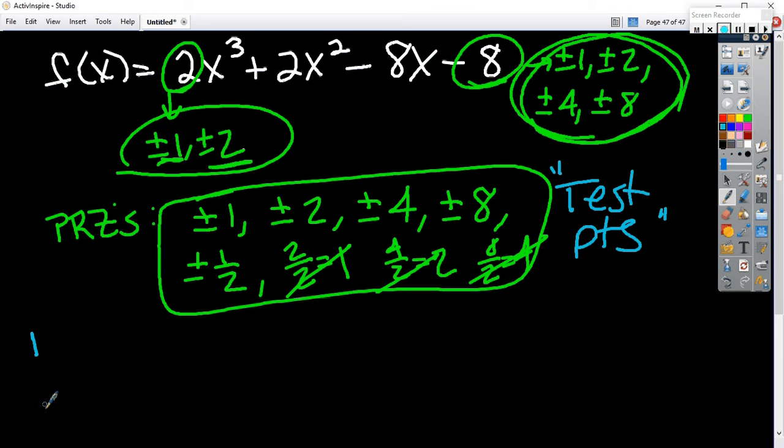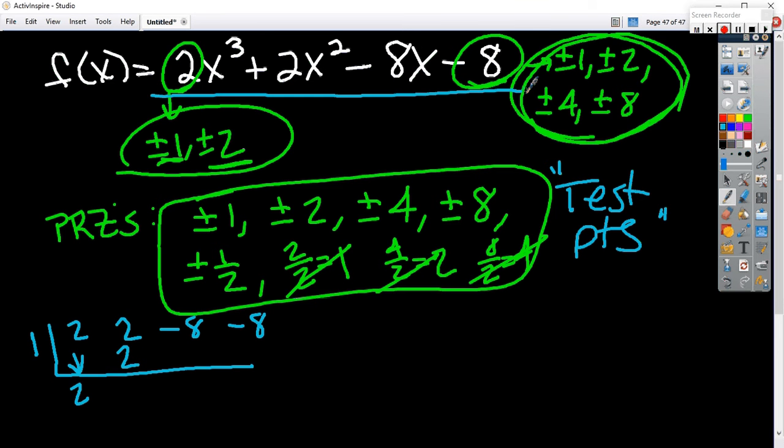All right, look. Let's try 1. These are my coefficients from the top. I'm going to drop down the 2, negative 8, negative 8. That's coming from this original equation. 2 plus 2 is 4. Add. This is negative 4. I'm doing synthetic division, guys, which y'all say was so easy. Multiply, add. So how do we know if it's going to be a plus or minus? Well, look. Did that one work? No.